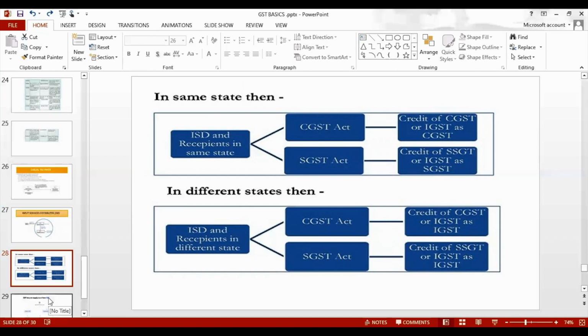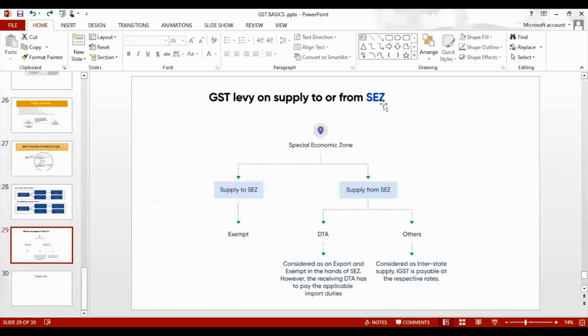Finally, we have another type of taxpayer, the SEZ unit. SEZ unit means we have exports of goods, related to supply to seas and supply from seas. We have a special economic zone, and only with permission can we do the transactions here. So from that, DTA and others. DTA has exports and exempt handles of seas. So what are exports?